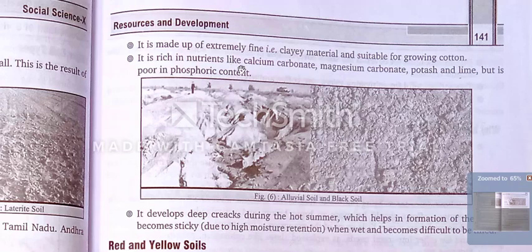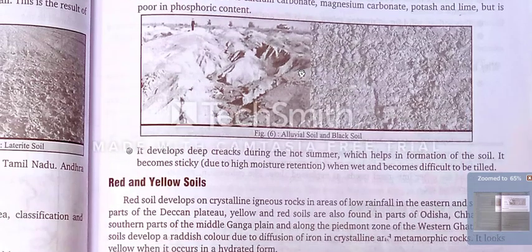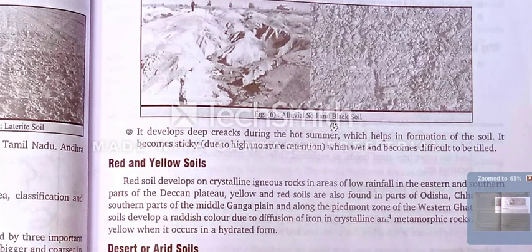It is rich in nutrients like calcium carbonate, magnesium carbonate, potash, and lime, but is poor in phosphoric content. These all are chemicals, these are the nutrients. About these you have studied in chemistry. So all these nutrients are found in black soil in rich content. On the screen you can see alluvial soil and black soil. Here on the left alluvial soil and on the right black soil.